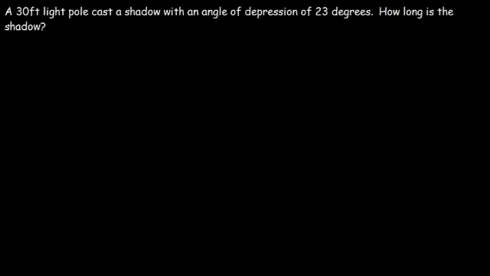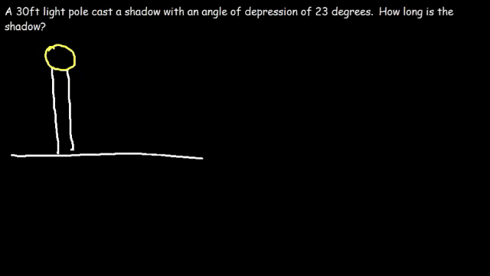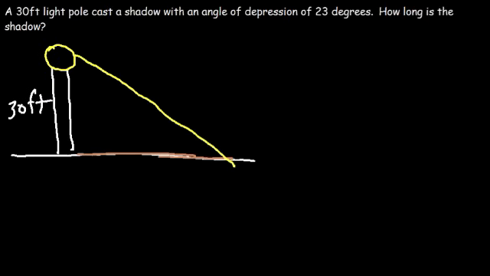Let's try this problem. The first thing we should do is draw a picture. So we have a light pole. And let's say this is the ground. Now the light pole is 30 feet tall. And it's going to cast a shadow. And here is the line of sight. And here is the horizontal line. The angle of depression, or the angle that's below the horizontal line, is 23 degrees.